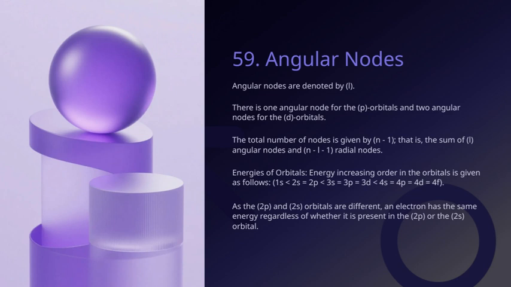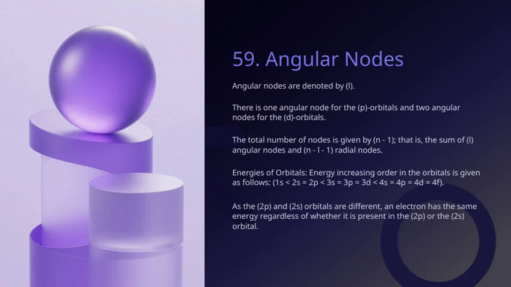Now, regarding the energies of orbitals, the order in which they increase is quite important. It goes like this. The 1s orbital has the lowest energy, then the 2s and 2p orbitals are higher, and these are equal in energy. Next come the 3s, 3p and 3d orbitals, which are higher still, and finally the 4s, 4p, 4d, and 4f orbitals. This sequence helps us understand how electrons fill atoms in order of increasing energy.